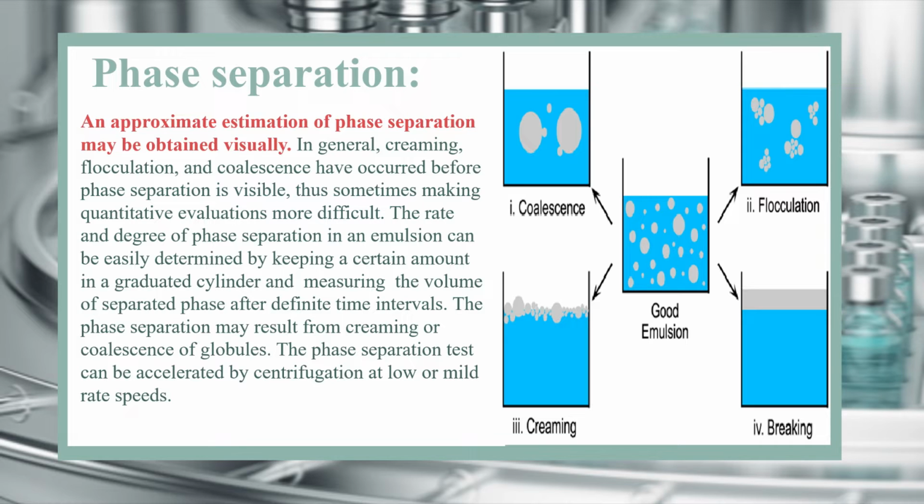The phase separation test can be accelerated by centrifugation at low or mild speed, as we can see on the right side, using a phase separation method to determine whether it is a good emulsion, or shows coalescence, flocculation, creaming, or breaking.